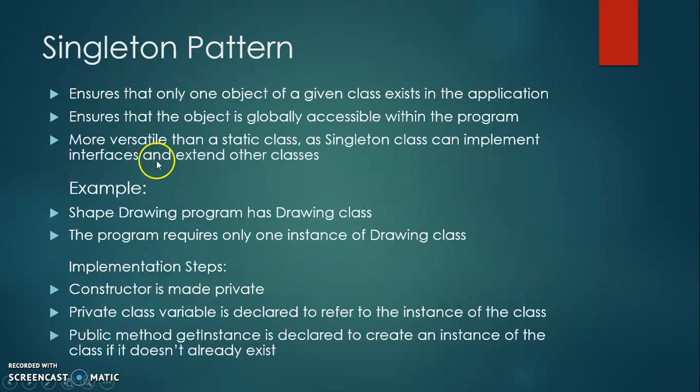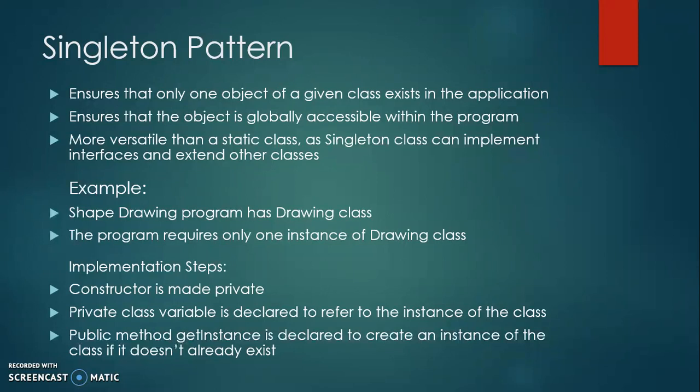So let's begin. Let's have a look first at the Singleton pattern. Singleton refers to a pattern where we want to create only one object of a given class. And we also want to make sure that the object is globally accessible within the program. But you might ask, why not just create a static class? A Singleton class is more versatile than a static class. It can also implement interfaces and extend other classes.